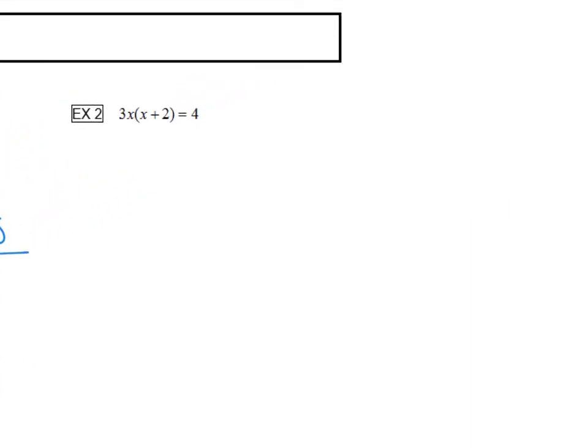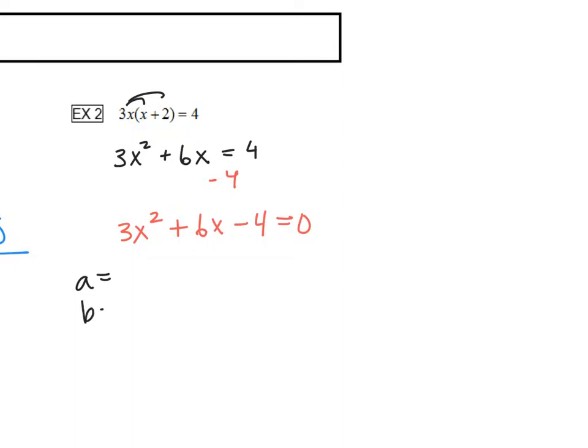Alright, next example. We want this to be in standard form, so we have a little bit of work to do. We're going to distribute that, so we get 3x squared plus 6x equals 4. Just like the last equation, let's get everything on the same side. I'm going to subtract 4 from both sides. So 3x squared plus 6x minus 4 equals 0. It's very important to have that equals 0. Then we want to make sure we're identifying our a, b, and c correctly. A is 3, b is 6, c is negative 4. Then we just plug into our formula.